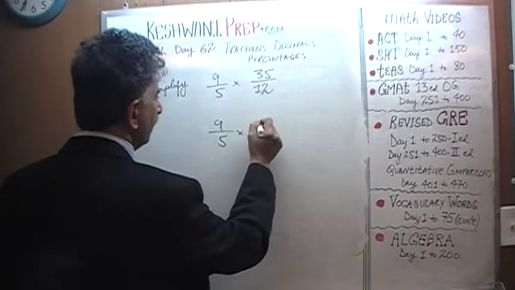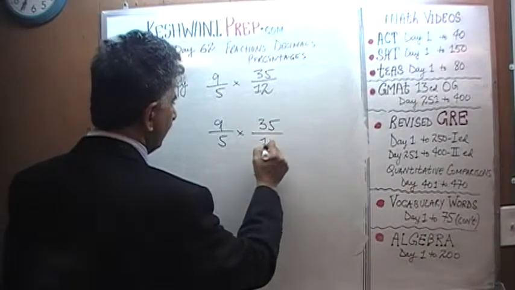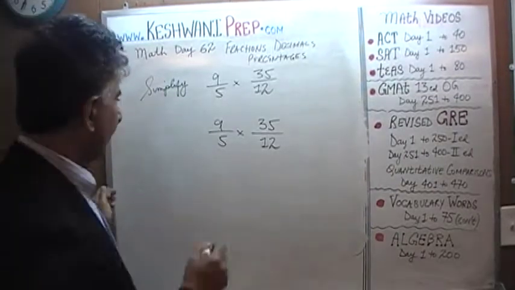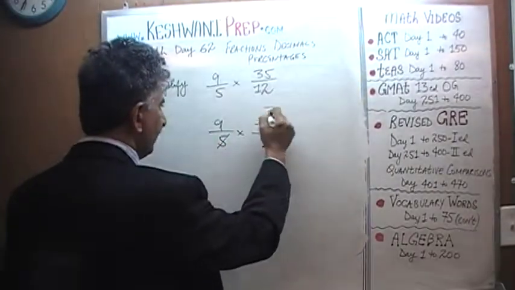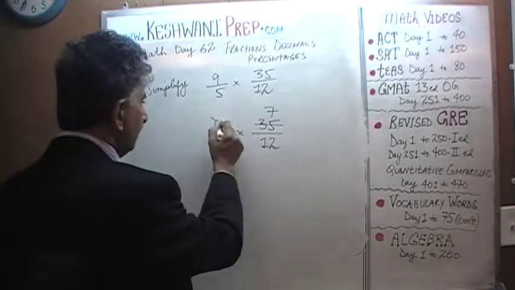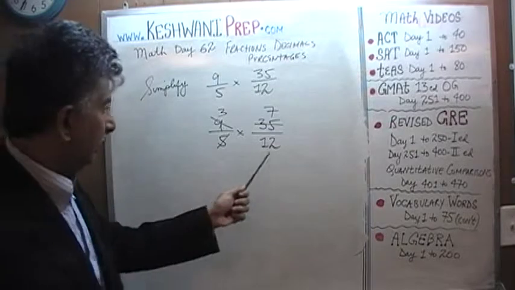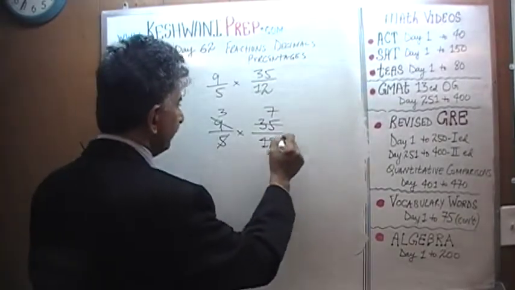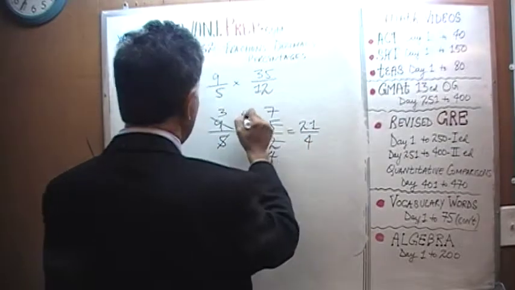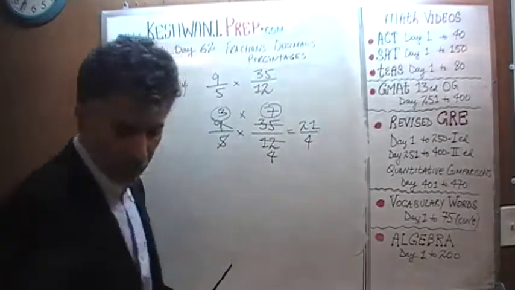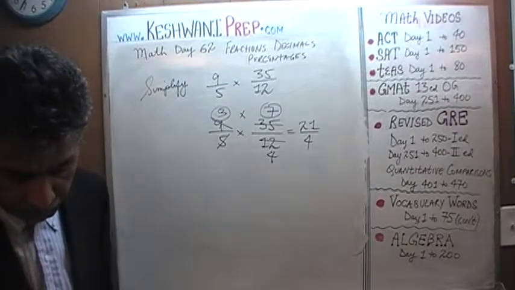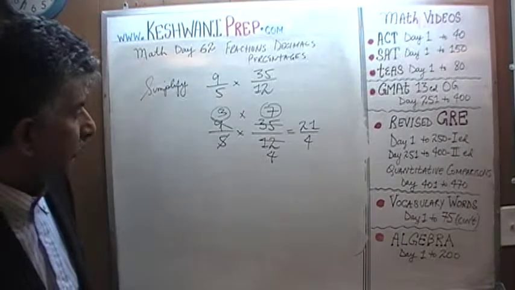9/5 times 35 over 12. Well, I see a 5 and I see a 35. Let's divide top and bottom by 5. That will knock out this 5, and 35 will become 7. I see a 9, I see a 12. Let's divide top and bottom by 3. That will make 9 into a 3 and 12 has 4 threes. That's it, we're done. We end up with 21 over 4, 3 times 7, 21 over 4. But 21 over 4 is not actually going to get us anywhere. That's very difficult to figure out the percentage of. Oh, 21 over 4, never mind.